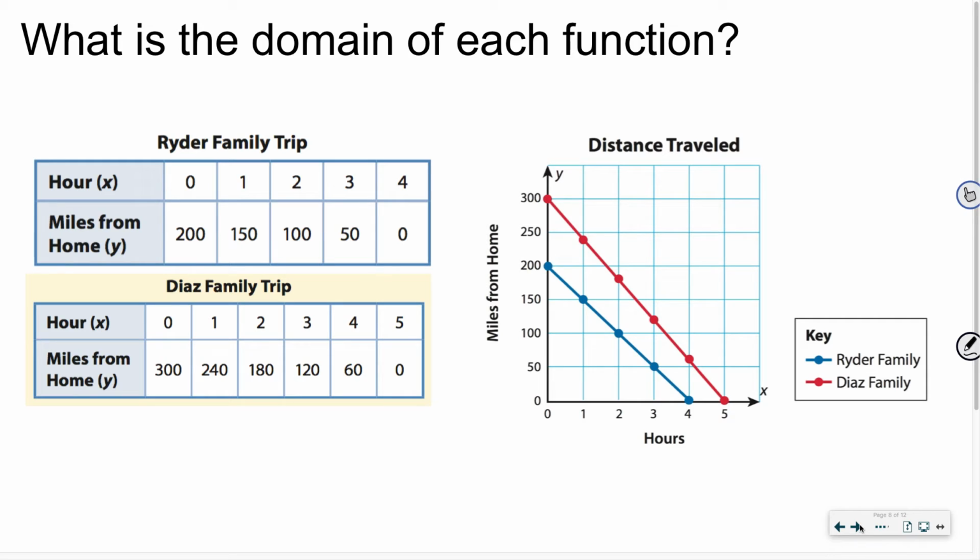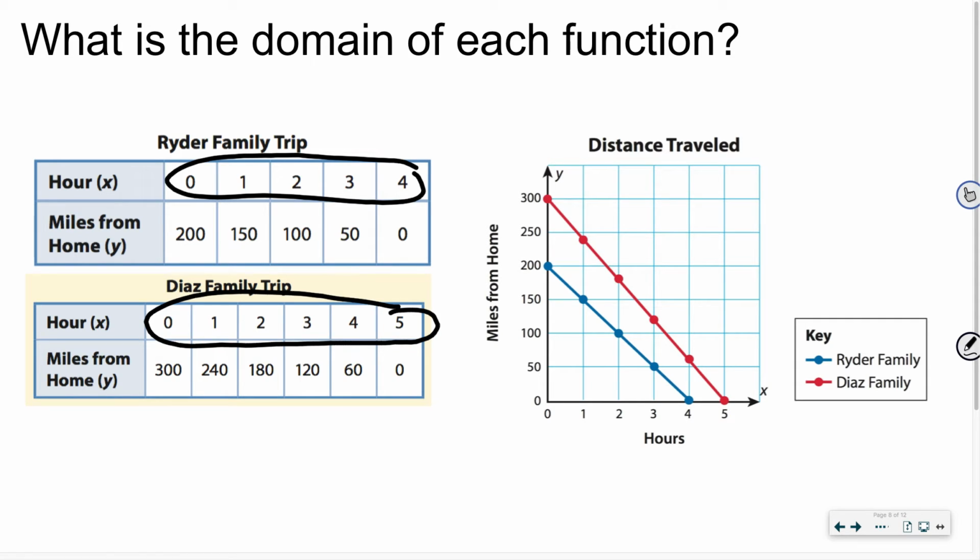Okay, the domain. We found it. The domain for the Ryder family was from 0 to 4, and the Diaz family was 0 to 5. What does the domain represent? What's the context of the domain? How many hours it took them total? Absolutely, that was how many hours it took them.